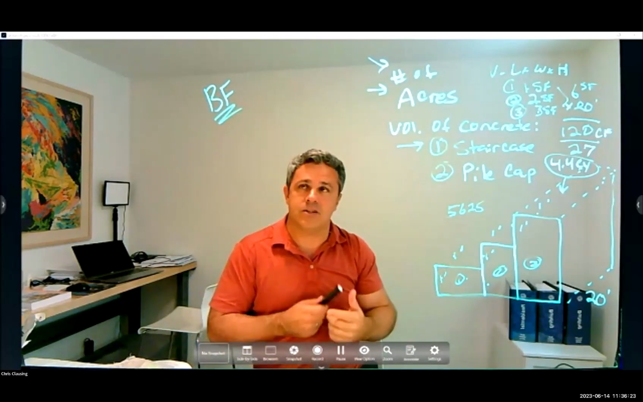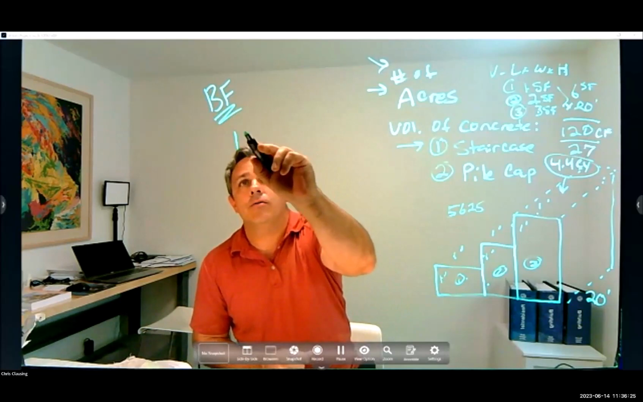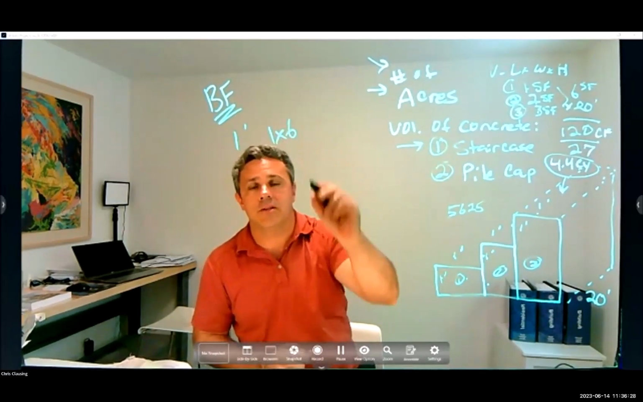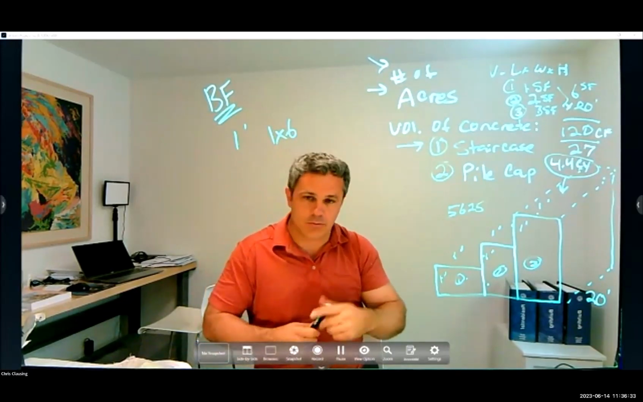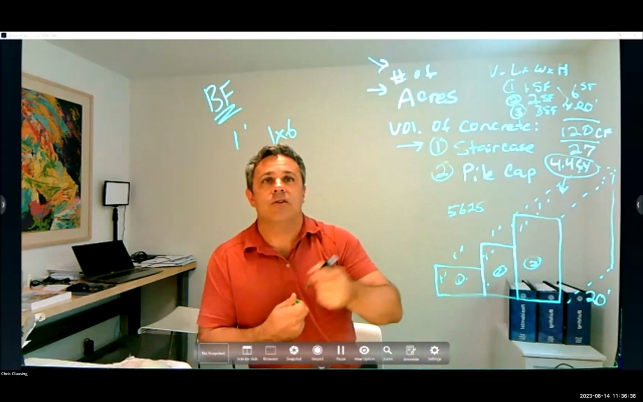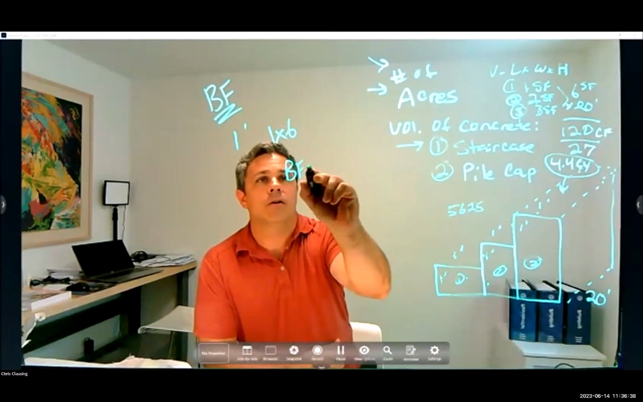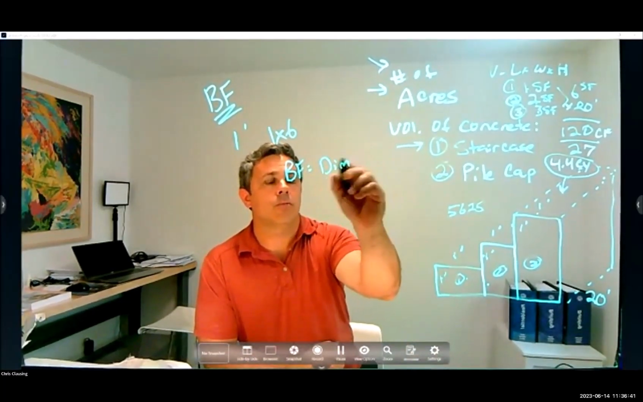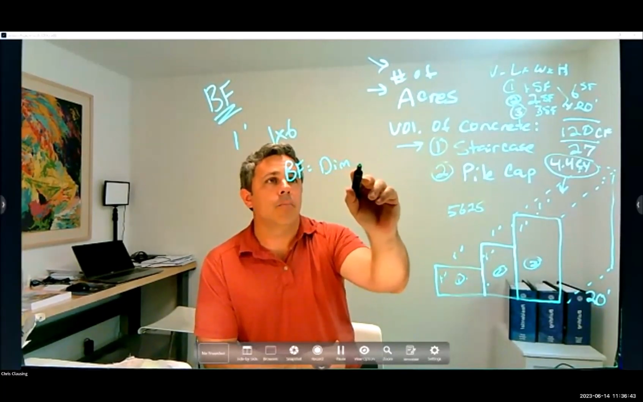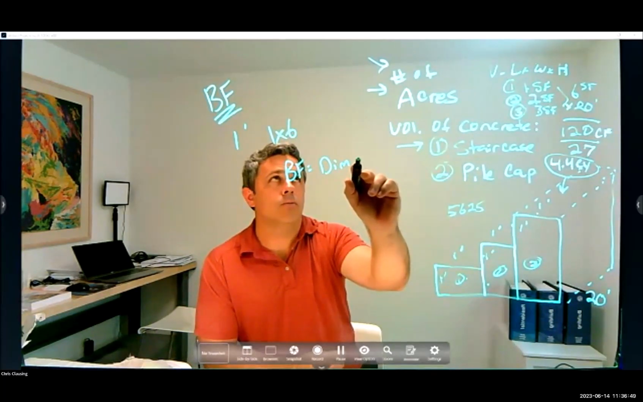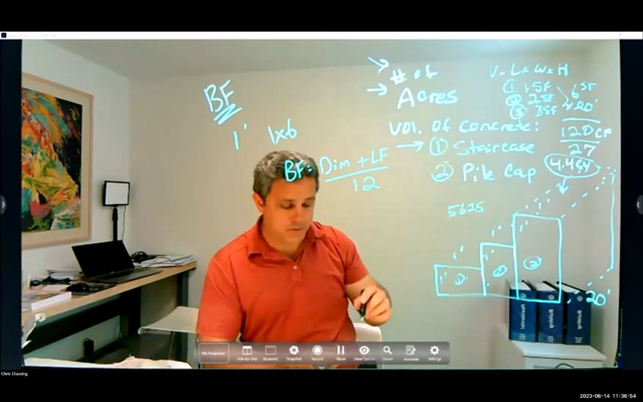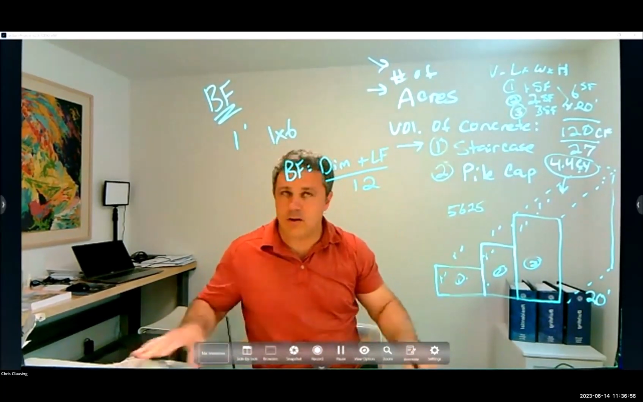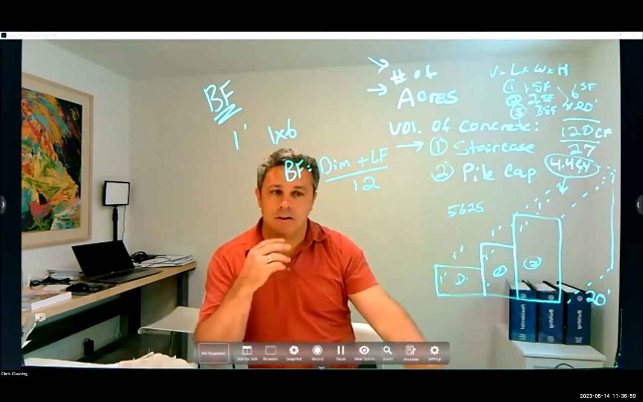And board feet is basically one foot of a 1x6 piece of lumber. The formula to calculate board feet, I mean, we can do it on the calculator, but it's basically equals your dimension of your lumber, so a 2x4, whatever, times the lineal foot, how long it is, and all that divided by 12. That's the conversion if you're going to do it manually, but the calculator does it for you.